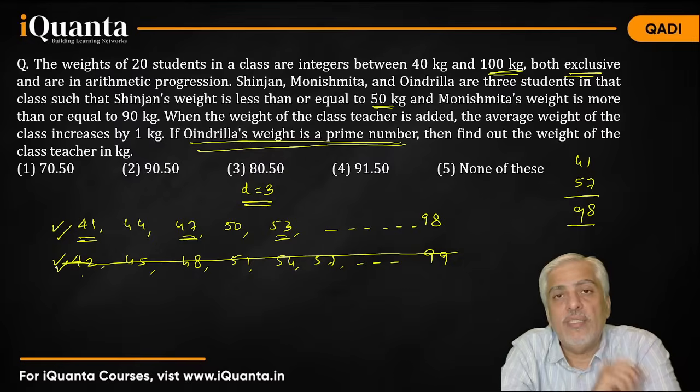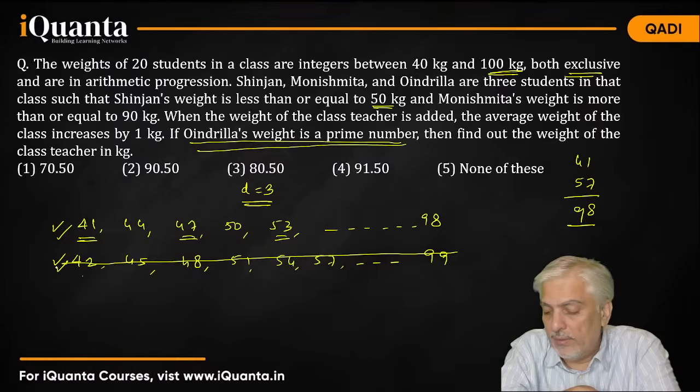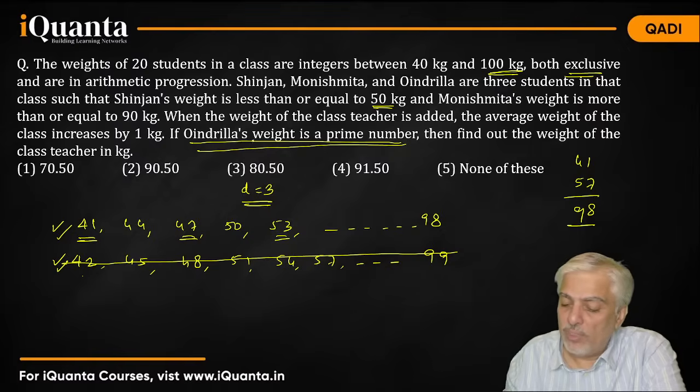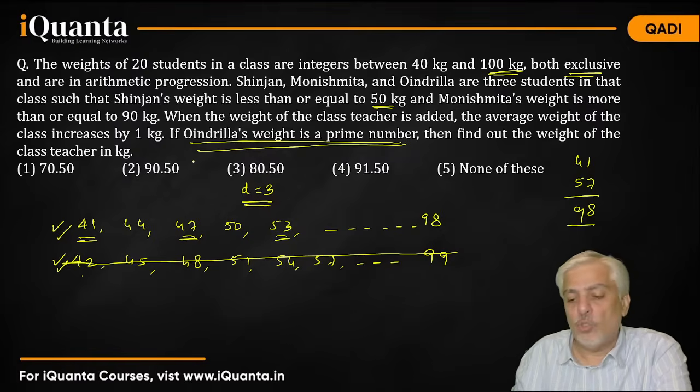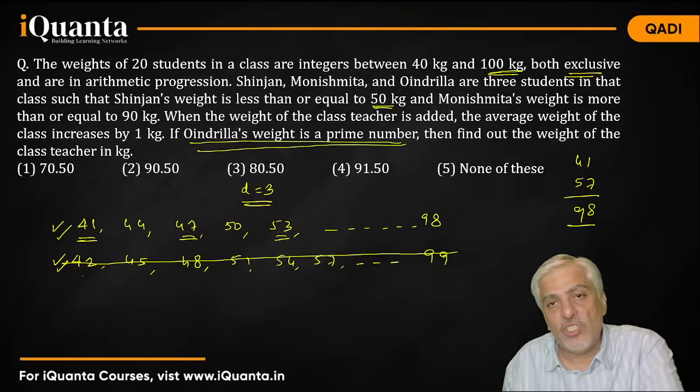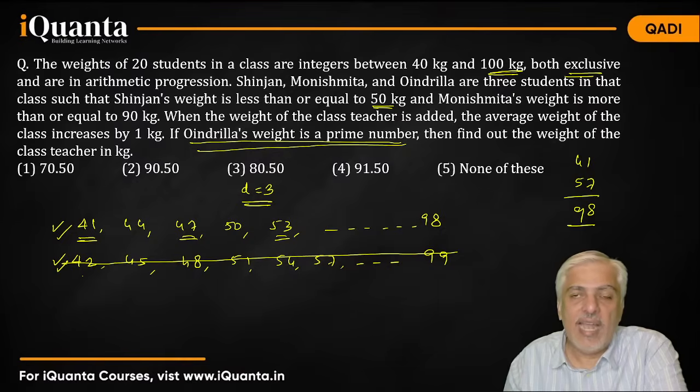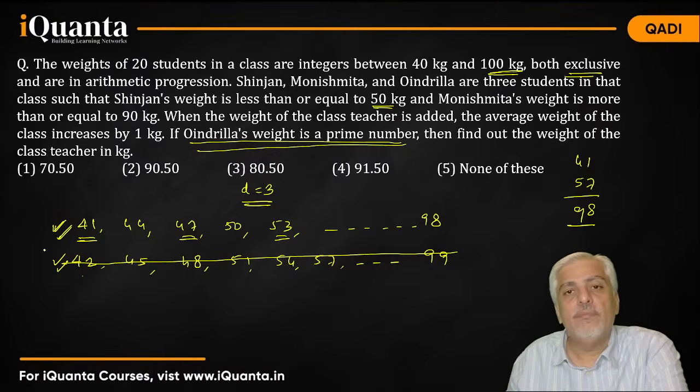Now let's look at the remaining part. What have they told us? That the average increases by 1 when the teacher is added. So we'll first find the total without the teacher and then we'll find the total with the teacher. Right? Average increases by 1. There are 20 people over here.